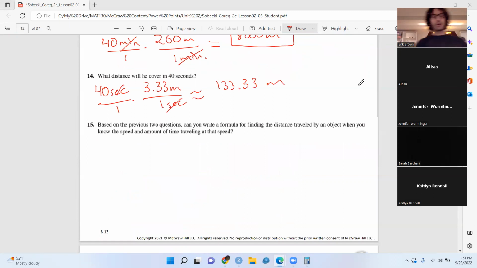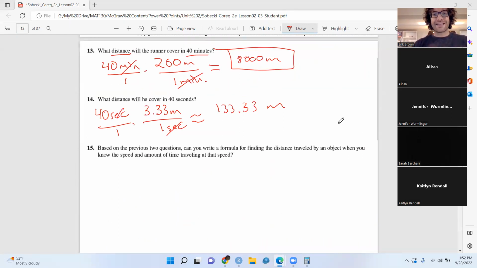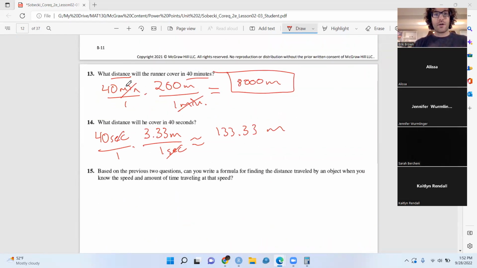All right. This asks you to think about physics. So based on these previous two questions, we can write a formula for finding the distance. Note, nice, Mike. Note this is time, and this is speed, and this is distance.